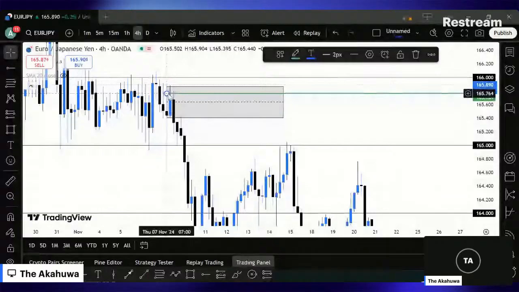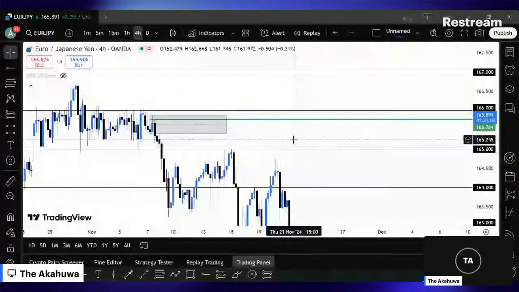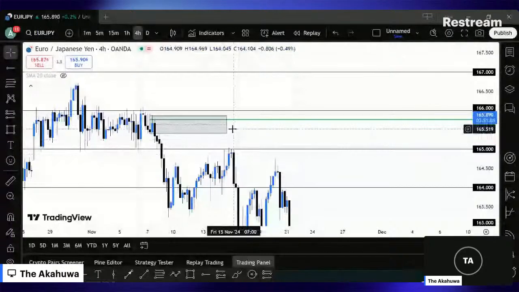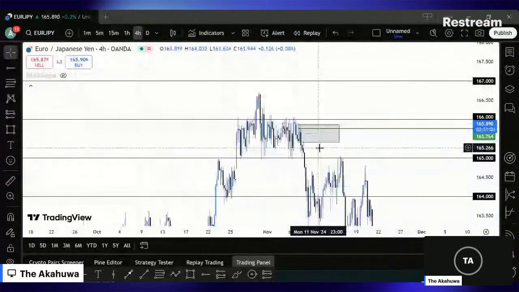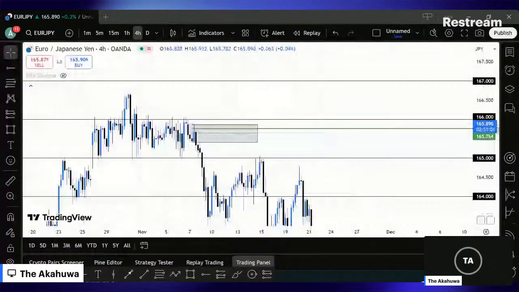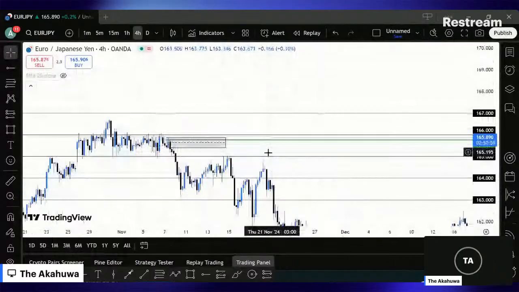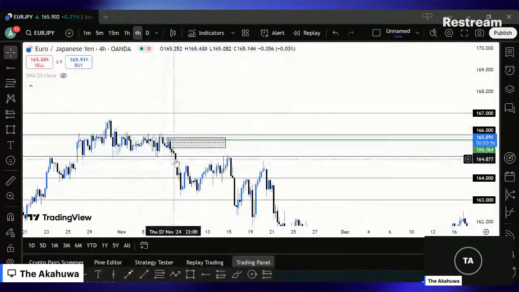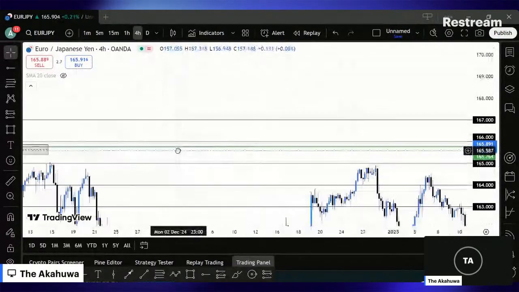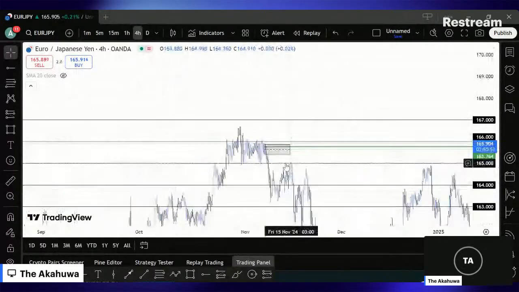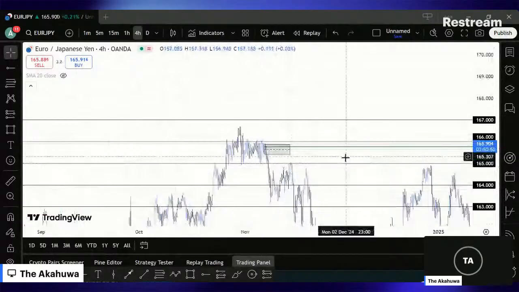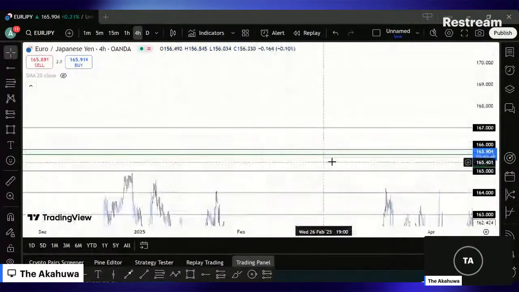Okay, so if you drag this towards the right side, let's just see this. This and the other block here broke structure to the downside. See, this other block has not been mitigated.